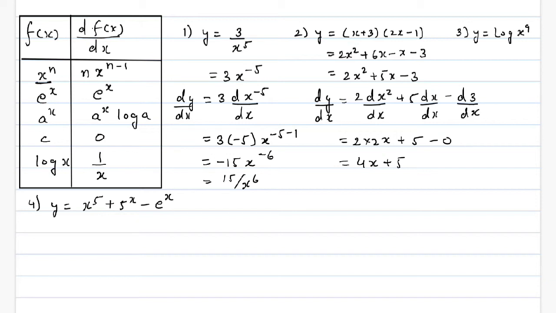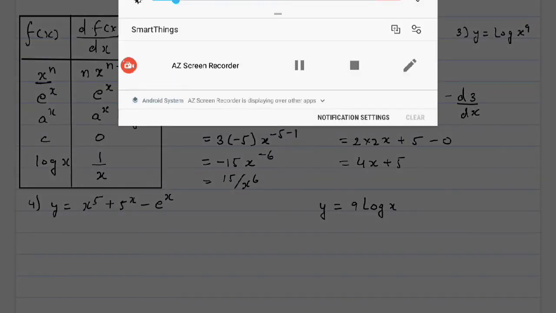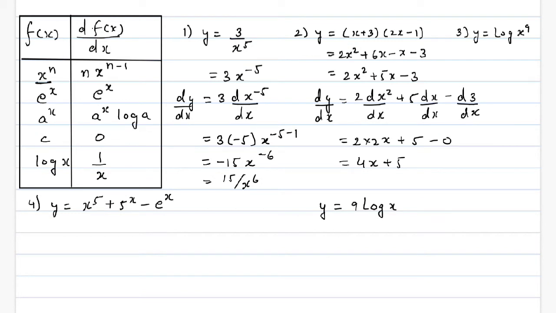For our third one, log of x raised to 9. What we can do is we can say our log of x raised to 9 can be written as 9 times log of x, which is the property of log. Then when we differentiate, we'll get our dy by dx is equal to 9 constant times differentiation of log x with respect to x. So we should get nothing but 9 by x, because differentiation of log x gives us 1 by x.